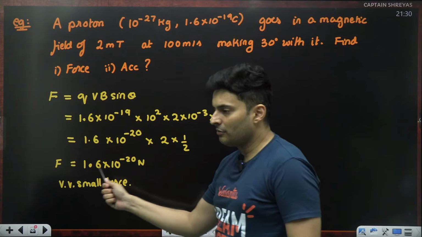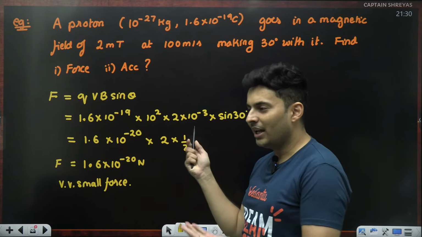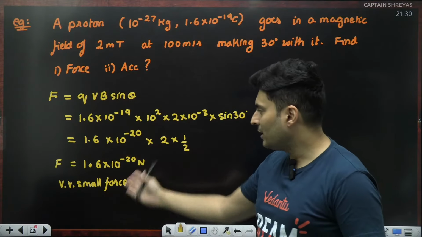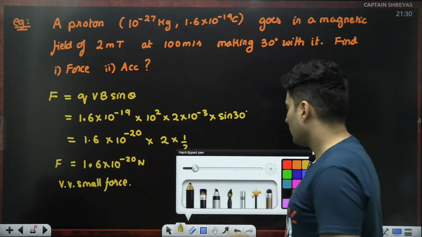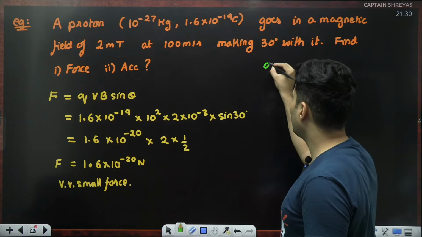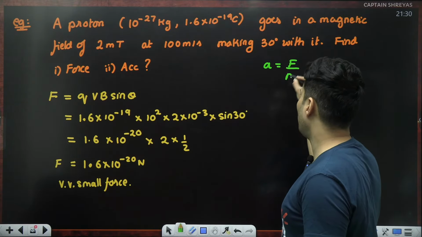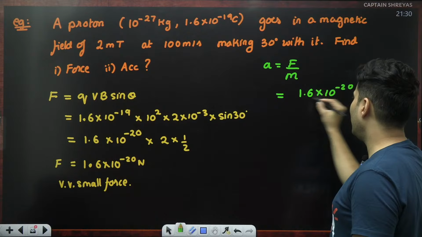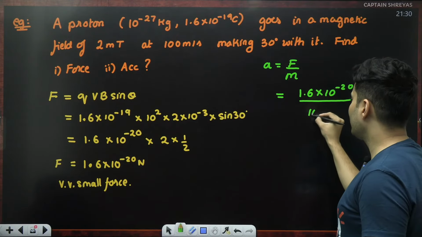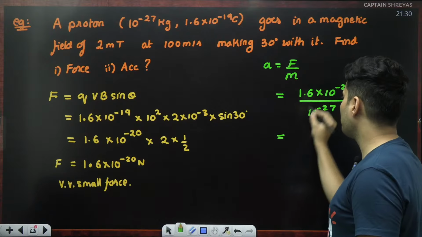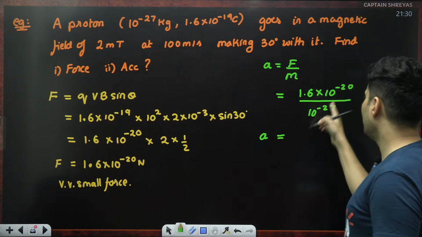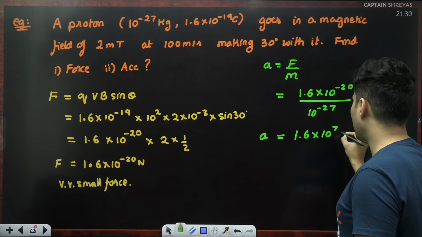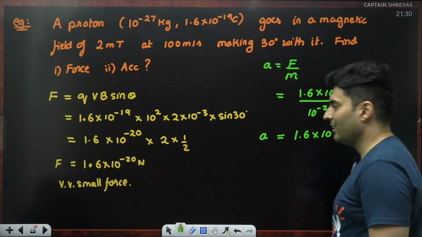Now you might be wondering, sir, the force is so small. Why are we even studying this chapter? Ignore this chapter. We ignore so many things. This is 10 to the power negative 20. But the very interesting thing happens when you try to find the acceleration, which is force divided by mass. So 1.6 times 10 to the power minus 20 divided by the mass, which is 10 to the power minus 27 kg. What does that acceleration come out to be? These two cancel, it will become 10 to the power 7. So 1.6 times 10 to the power 7 meters per second square.